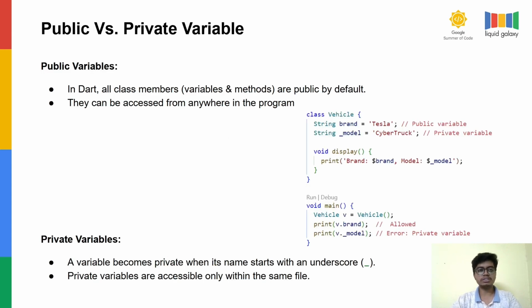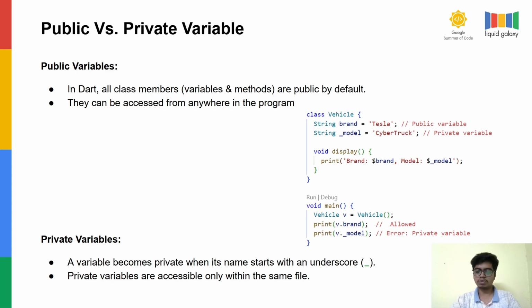Now there are two types of variables in classes: public and private variables. Public variables are those that can be accessed anywhere from the program. It can be accessed from inside the file or outside the file. By default, all the methods and variables are public. Private variables are those that can be accessed only within the file, but you can't access them from outside the file. All the names of the private variables start with an underscore. So that's how we distinguish between public and private variables. If the variable name starts with an underscore, then it's a private variable.